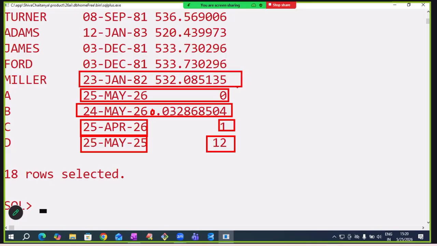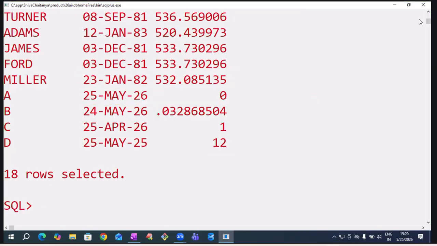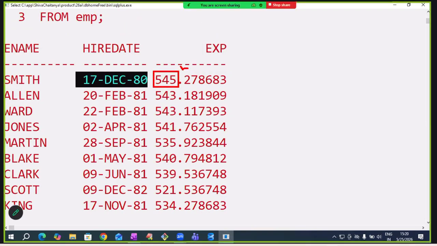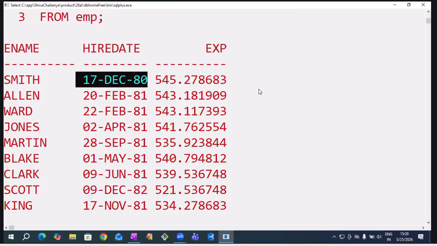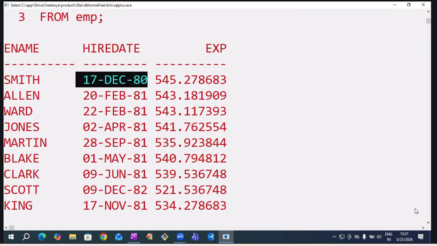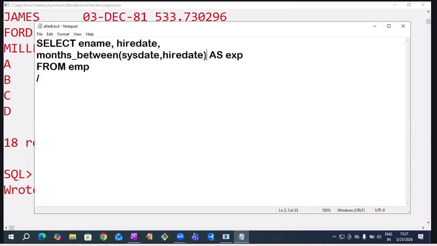This employee has 532 months experience. We are getting experience in the form of months here. This employee joined in 1980, 545 months experience. These months, I want to convert to years. So divide with 12. MONTHS_BETWEEN(SYSDATE, hire date) by 12.